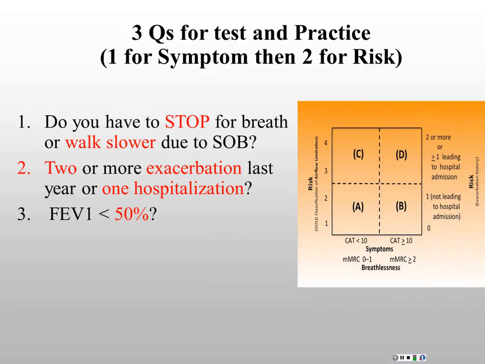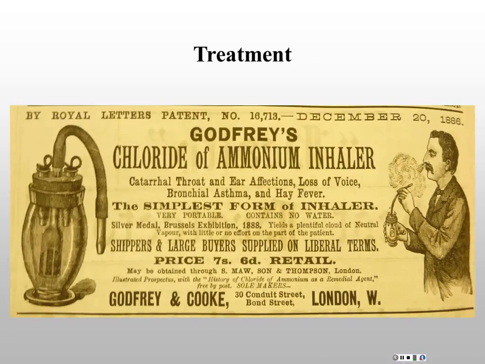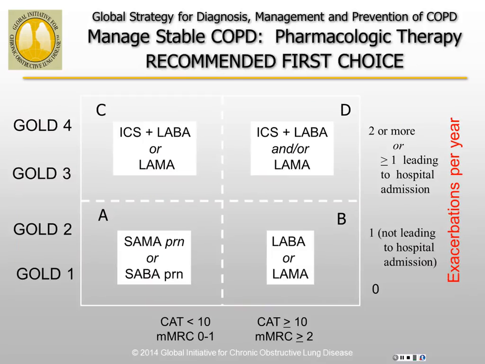First, ask about symptoms, if the patient has to stop or if he has to walk slower because of shortness of breath. Second, risk of exacerbation by history of hospitalization last year, history of exacerbation, and finally your FEV1 level. Treatment, we don't use chloride ammonium anymore unless you're taking your course in 1868 or 86. Now we use other inhalers. So you can classify your category of treatment depending on the category of the risk of exacerbation and symptoms.